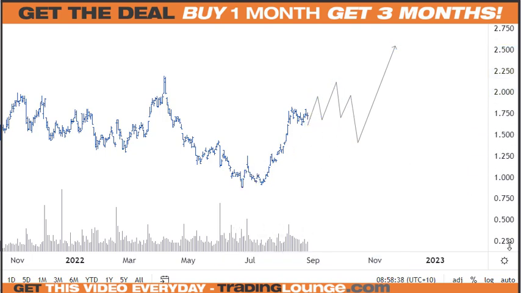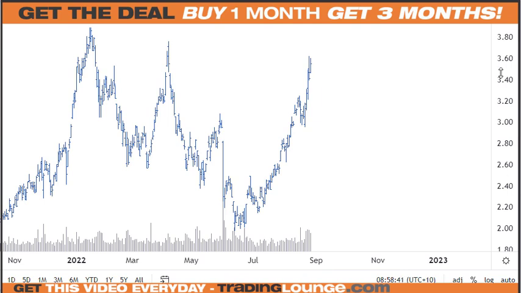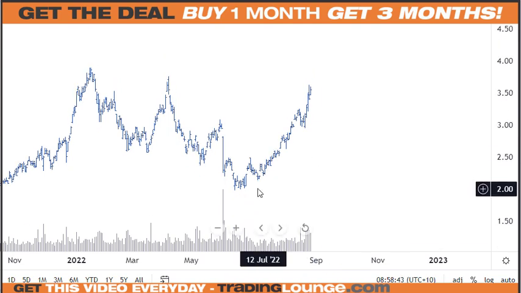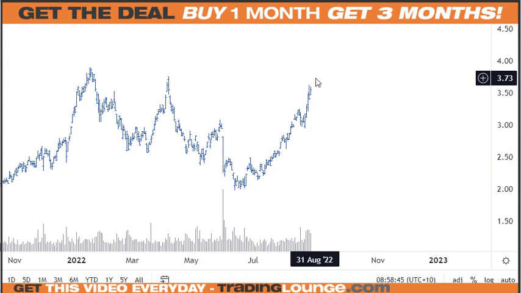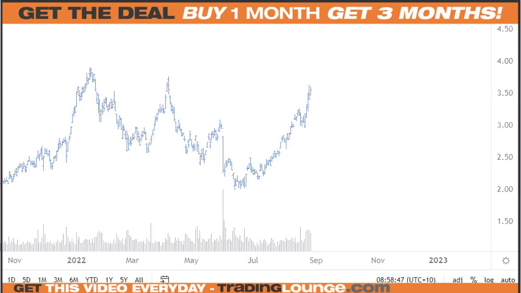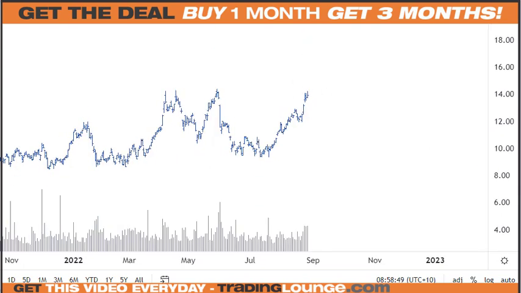So still a little bit more still to go up here. This one's slightly different, but we do need that pullback. So whichever way we look at these guys.